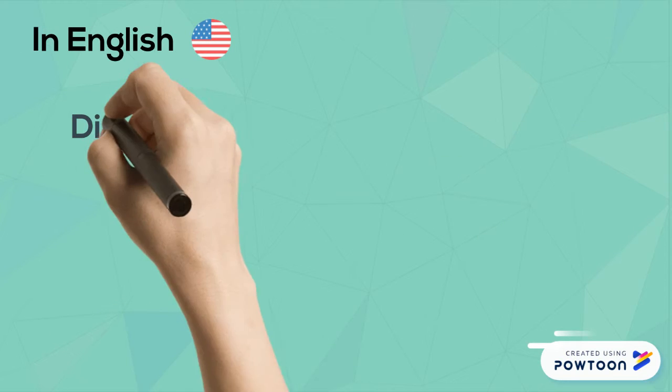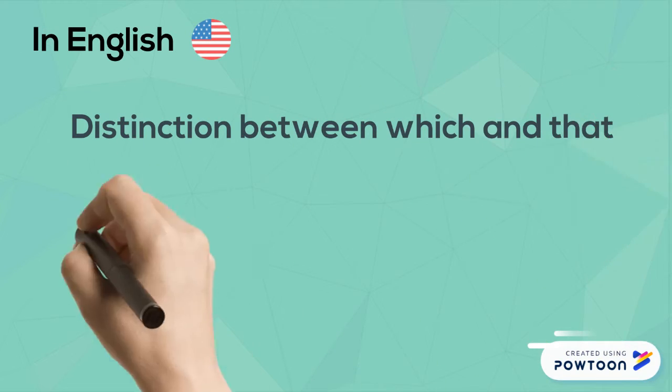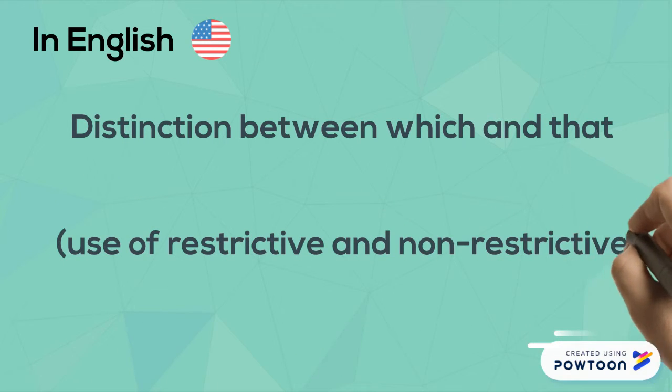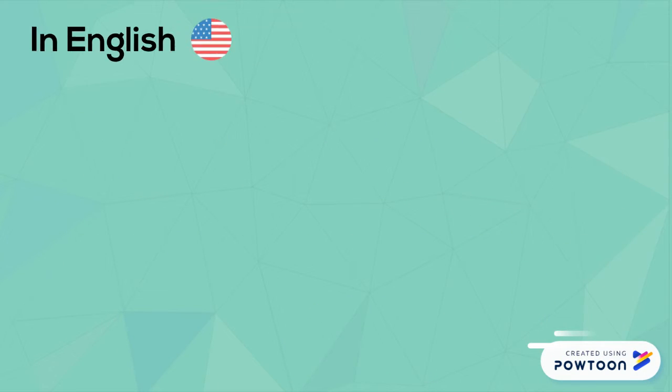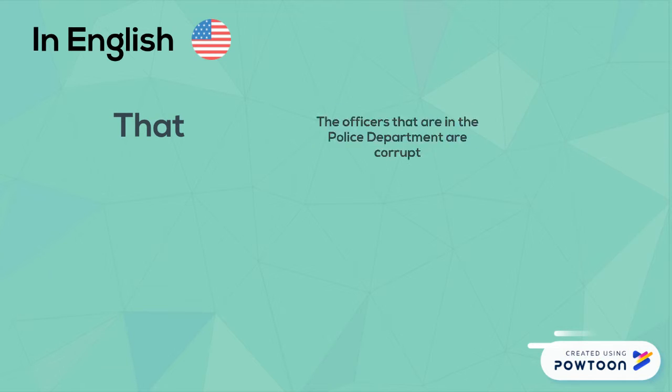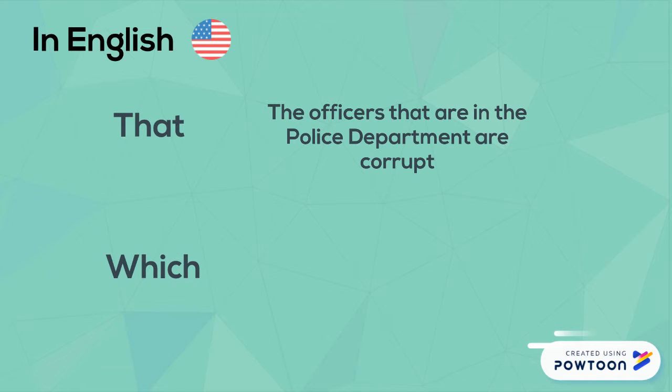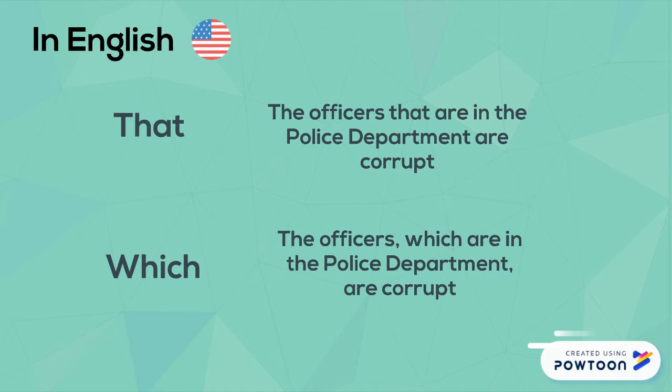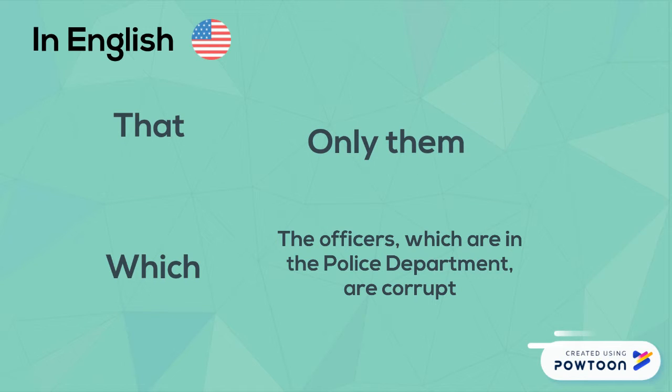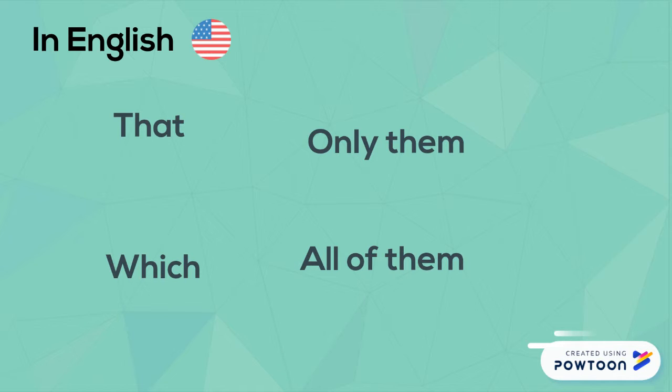Then, let's analyze the distinction between which and that, which is the use of restrictive and non-restrictive clauses. In English, the word that refers to a restrictive clause. On the contrary, the pronoun which refers to a non-restrictive clause, which is separated by commas. In the first sentence, the reference is only to the officers in the police department, while in the other, all the officers are corrupt.